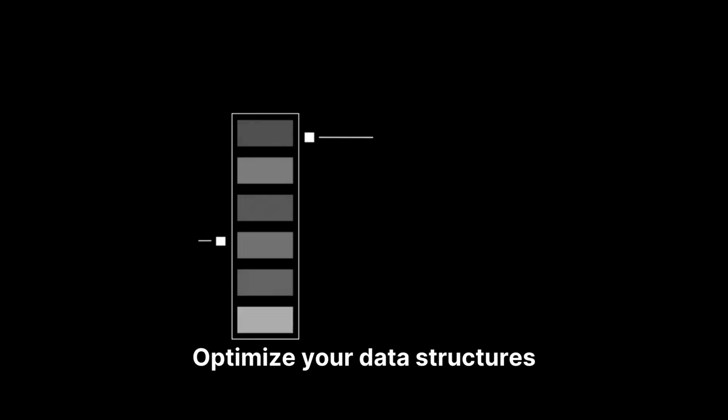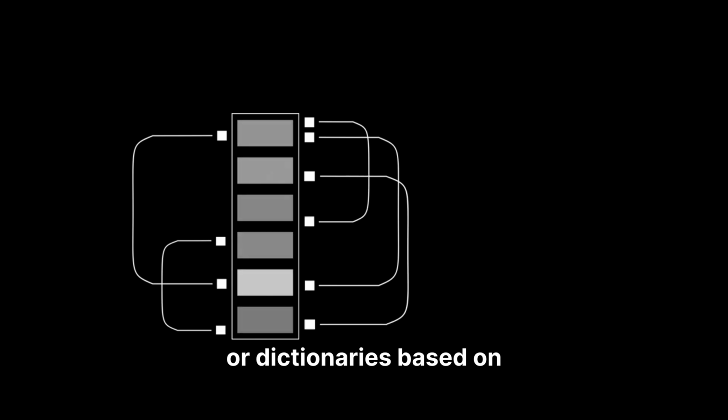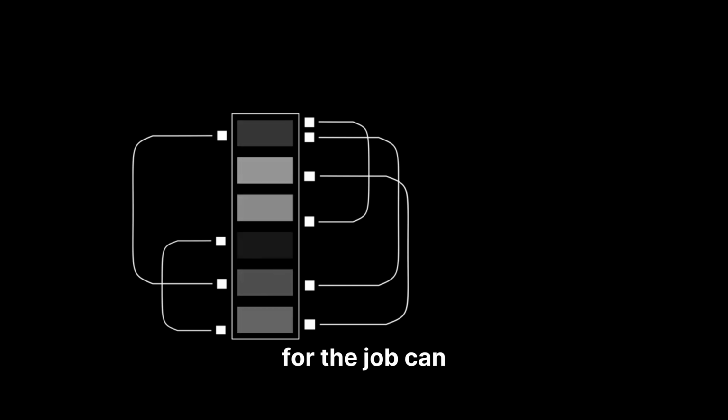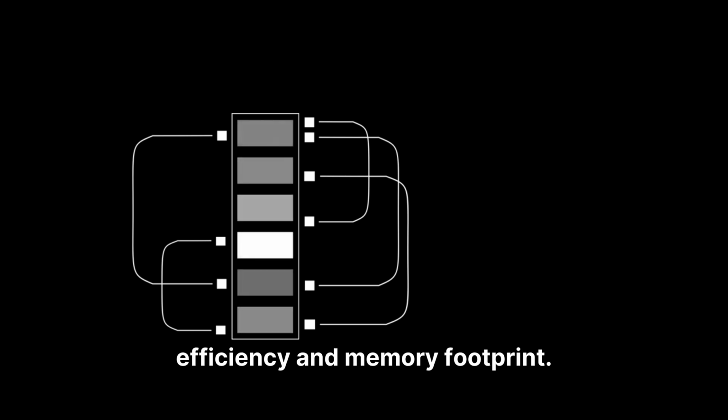Optimize your data structures by choosing appropriate collection types like arrays, lists, or dictionaries based on your specific needs. Each collection type has different performance characteristics regarding memory usage and access speed. Selecting the right one for the job can significantly impact your application's efficiency and memory footprint.